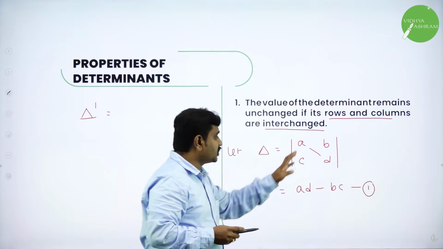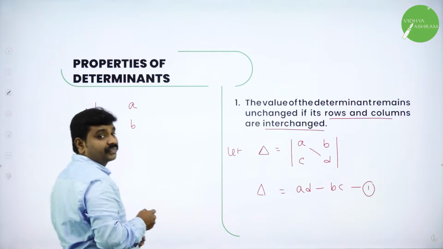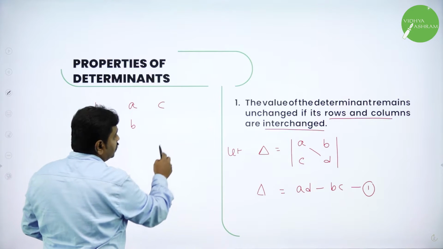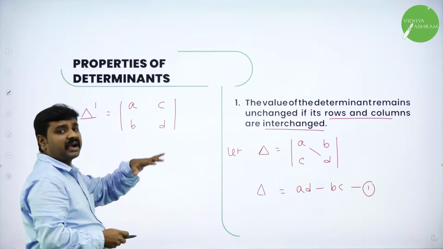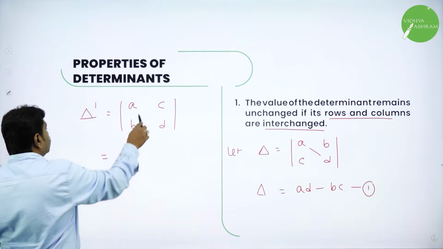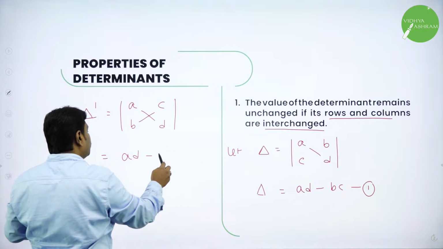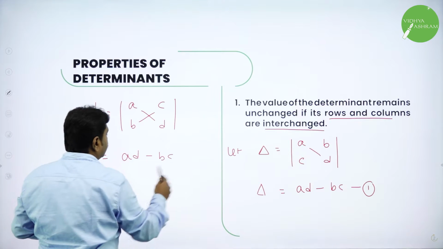I will interchange the rows and column. I will make first row as first column. So second row I will make it as second column. C and D. So now I have interchanged the rows to column. Now I will expand this. So that is, if I expand again I will get A into D minus C into B or B into C, one and the same. So delta dash you got. So call it as equation 2.